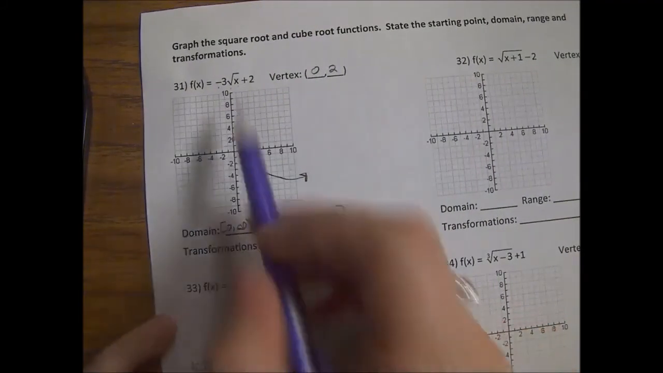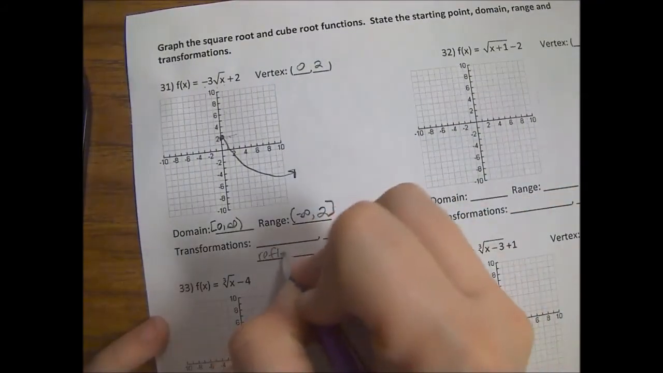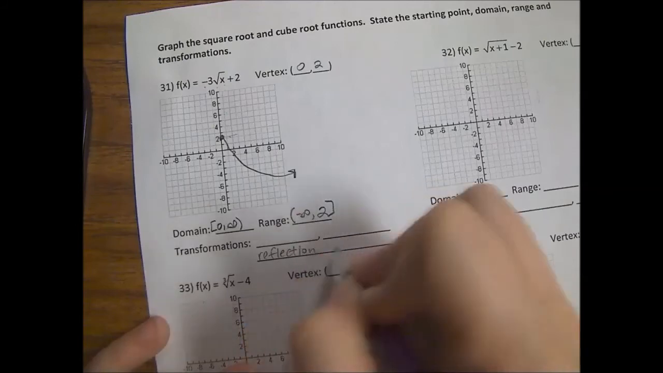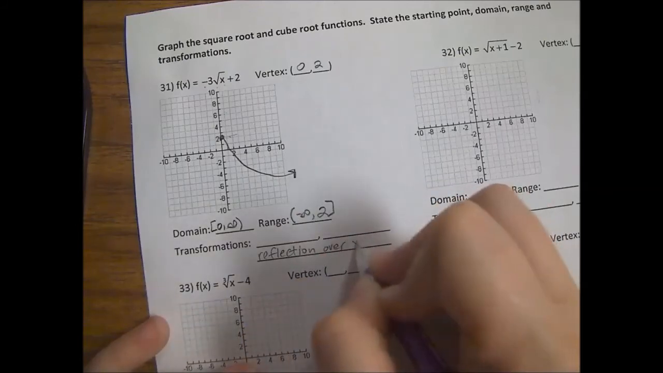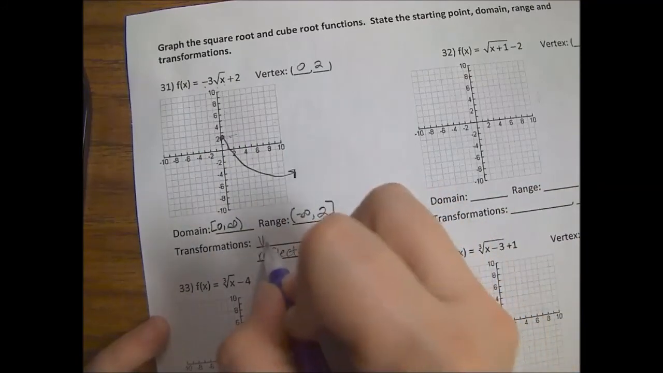Transformations, this one had 3. The negative out front was a reflection over our x-axis. That 3 out front was a vertical stretch.